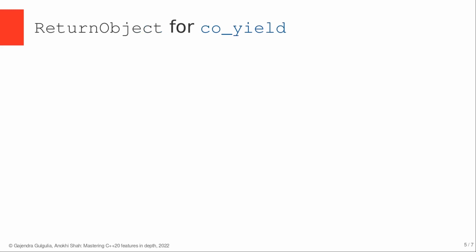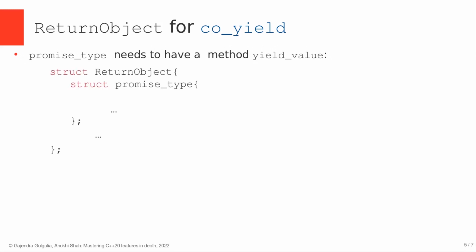To make the co_yield keyword work correctly with the return object, the return object has to be modified slightly. Within the promise type, there has to be a method called yield_value. In the struct promise type, you can see the method named in bold. And if you also notice carefully, the method takes an argument which must match the type of the value that appears after the co_yield. In the case of the generator coroutine, it has to be an integer.